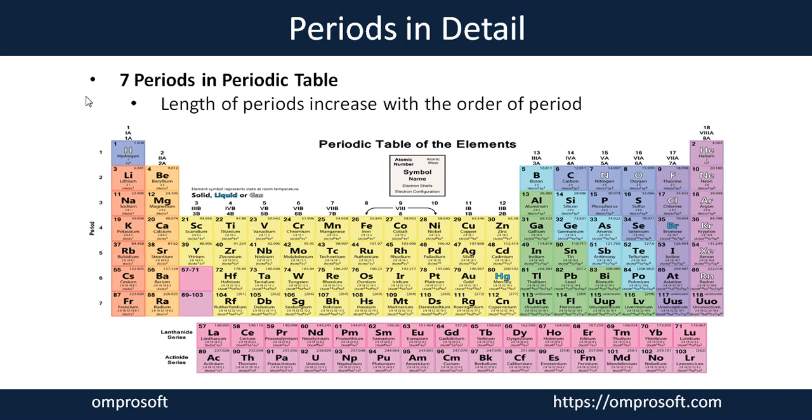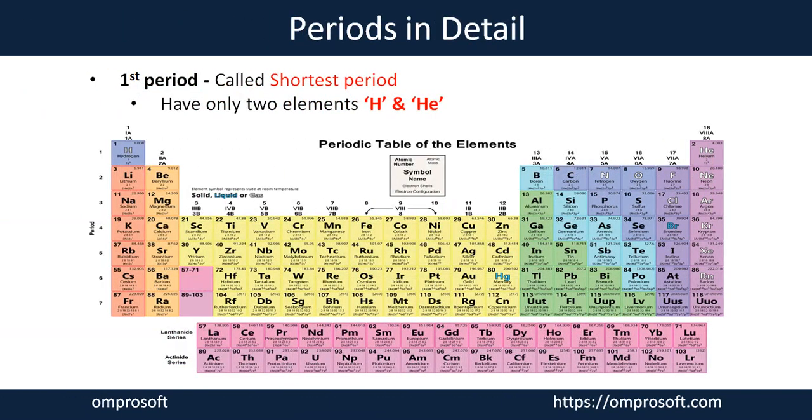In the periodic table, as we have already discussed, we have 7 periods, and the length of periods increases with the order of period. Means while you are moving from first to second, then third, fourth, fifth, sixth, seventh, along the order of period, the length of period is also increased.